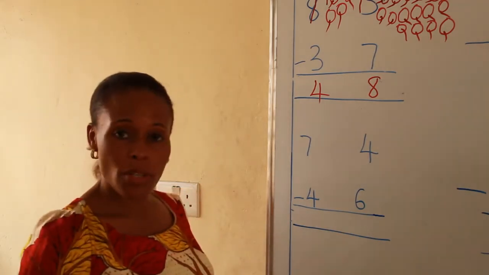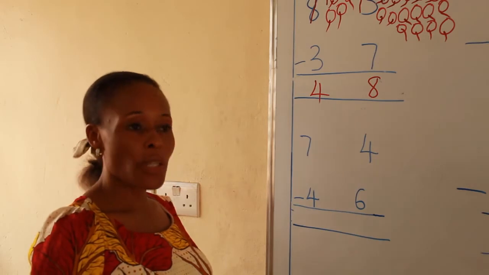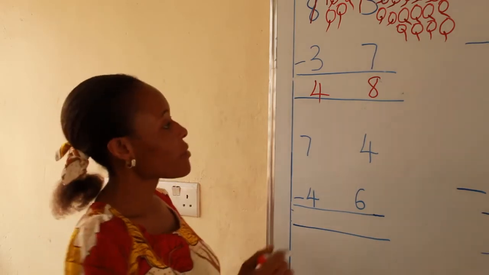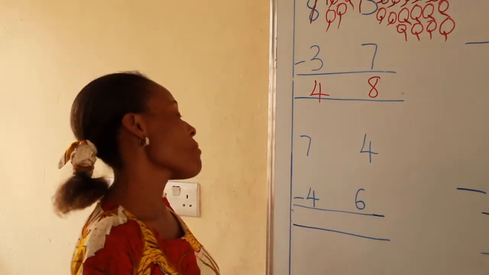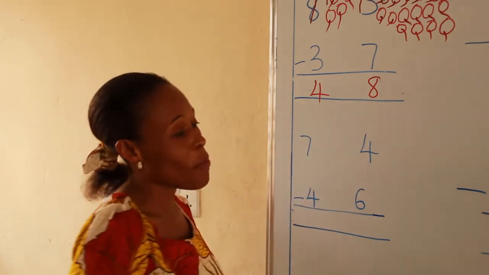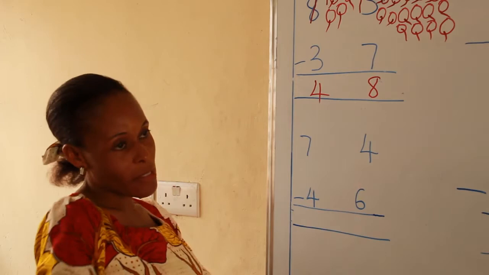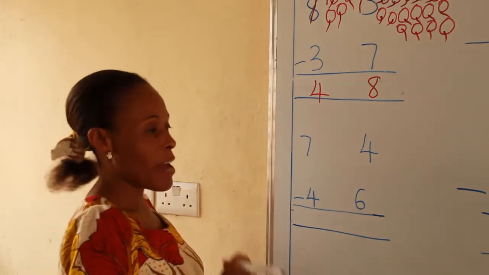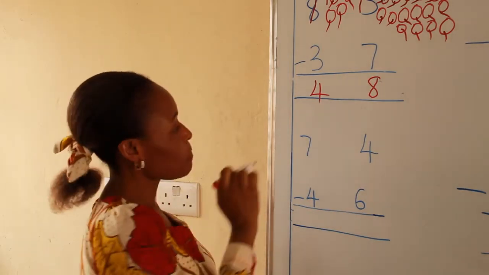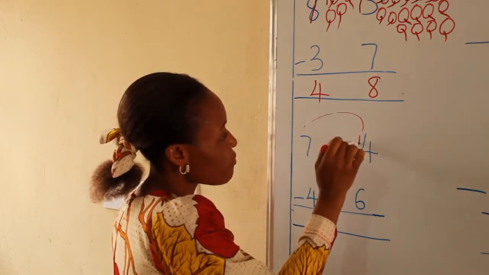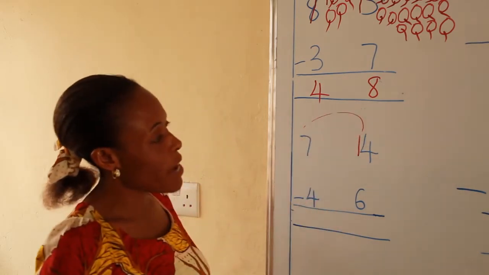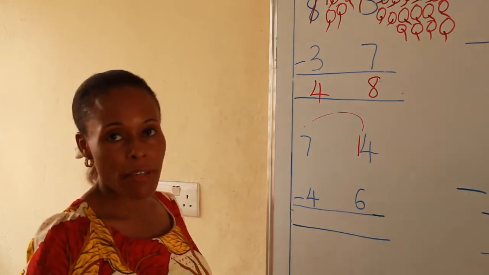Good. Are we good to go? Good to go. Now we're moving over to number 7. And we're saying, number 7, please. Number 4 is asking for one number. And number 7 says, okay, I'm going to give you one number. And so it gives one number to number 4. And number 4 has become 14.